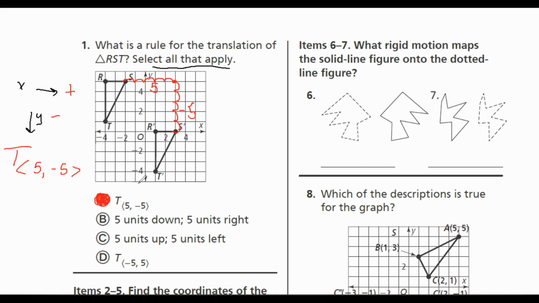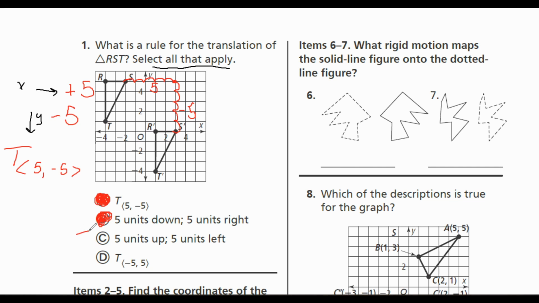But because this is a translation, we can look at it verbally as well. Here we have 5 units down, 5 units right. That's exactly what we have here. So I would also select this.